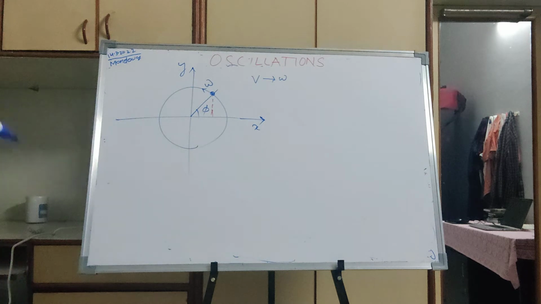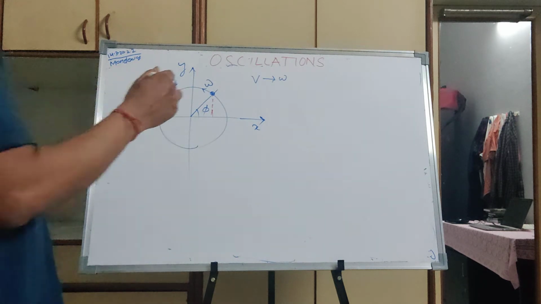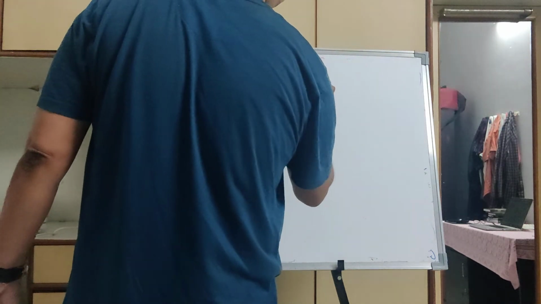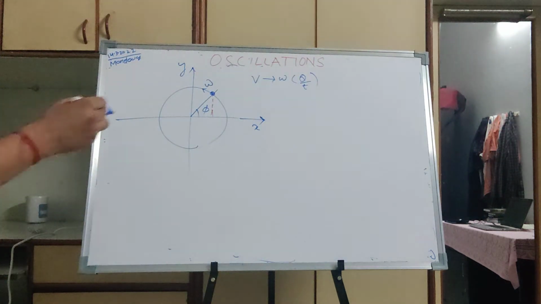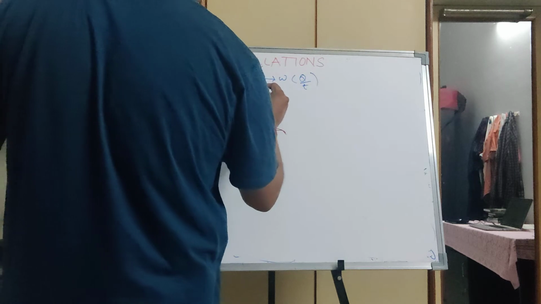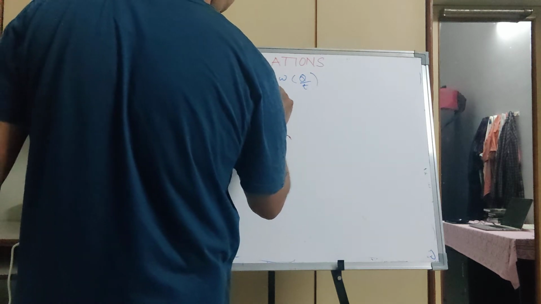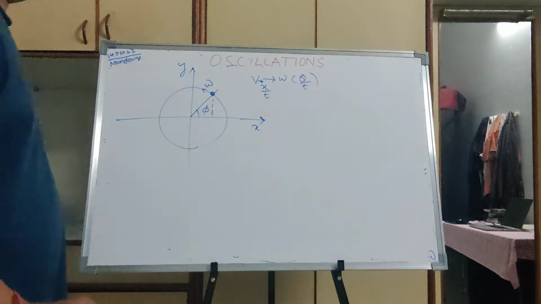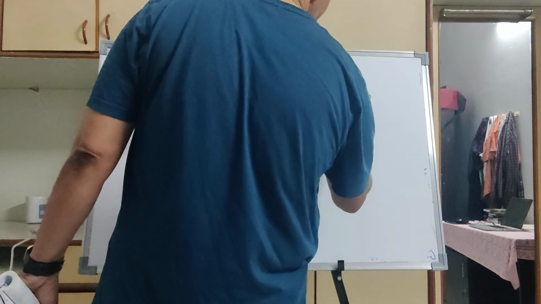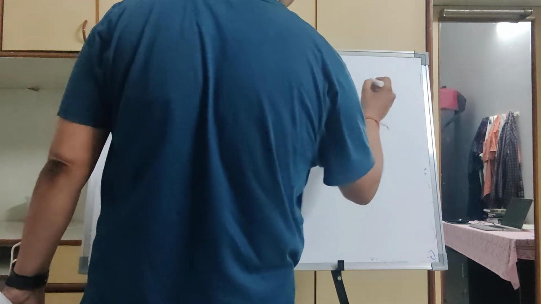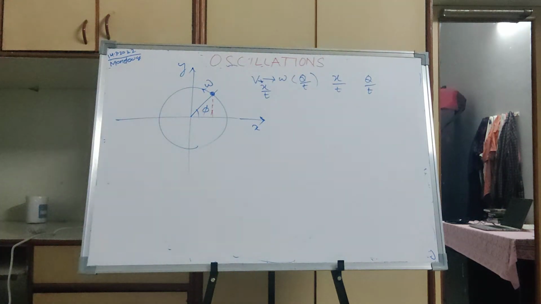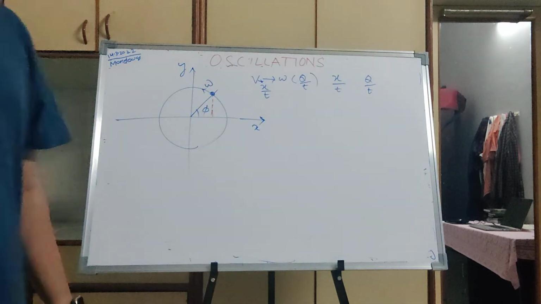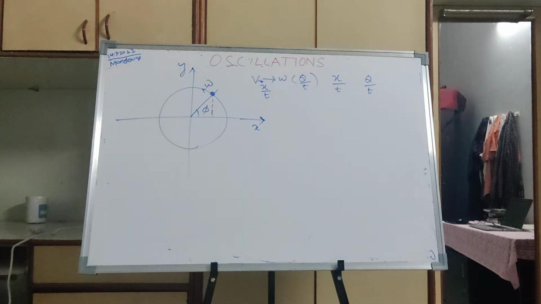Omega is angular velocity, which is nothing but theta by t. Linear velocity is x by t. If linear velocity is x by t, angular velocity is theta by t. It means the linear distance traveled per unit time corresponds to the angular distance traveled per unit time.